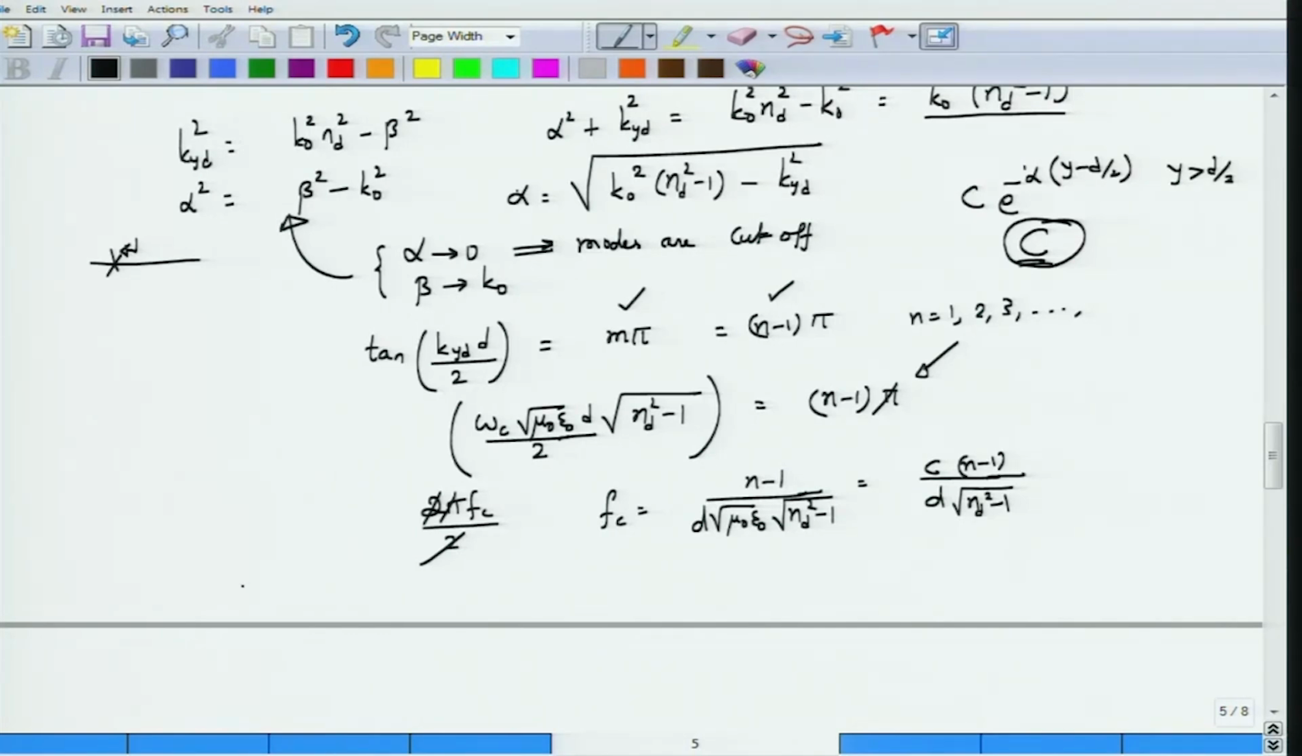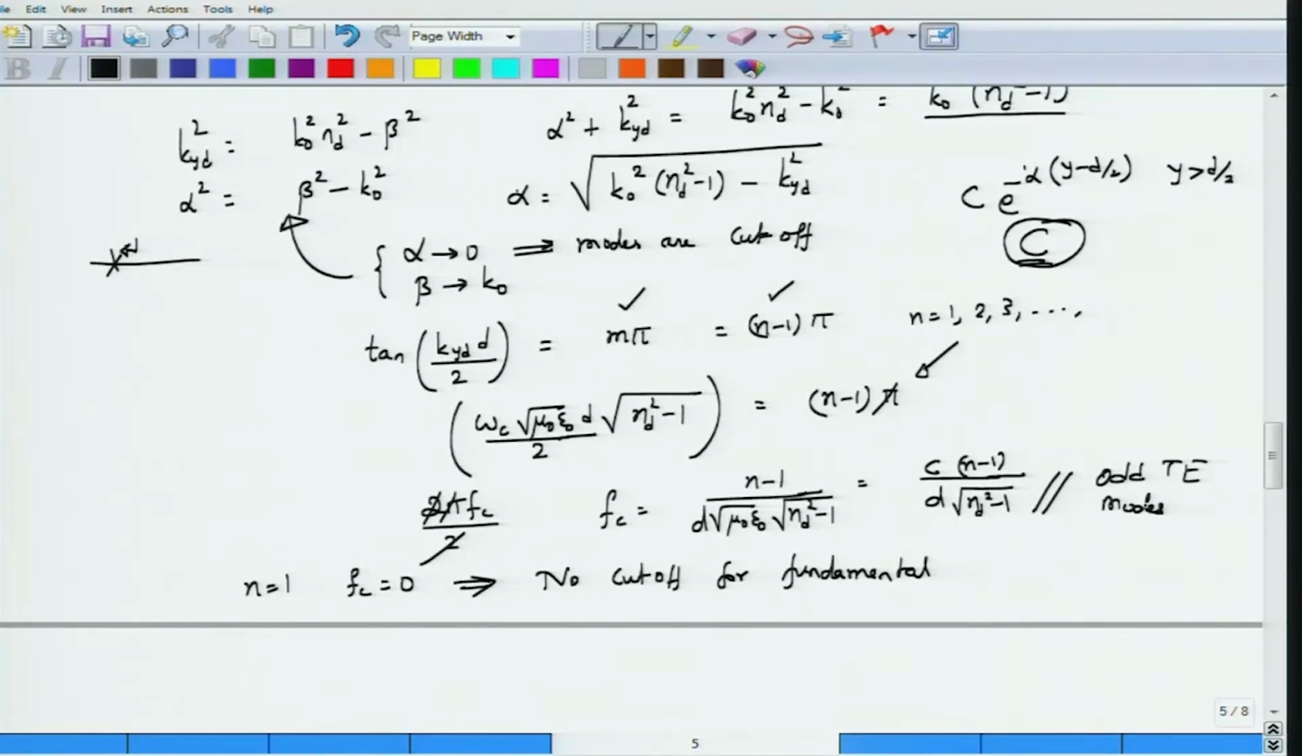So with n equal to 1, clearly fc is equal to 0, indicating that there is no cutoff for the fundamental mode. There will always be this particular mode that would exist. So there is no cutoff for the fundamental mode. So for the odd modes, the cutoff condition is this one. This is the condition for odd TE modes.